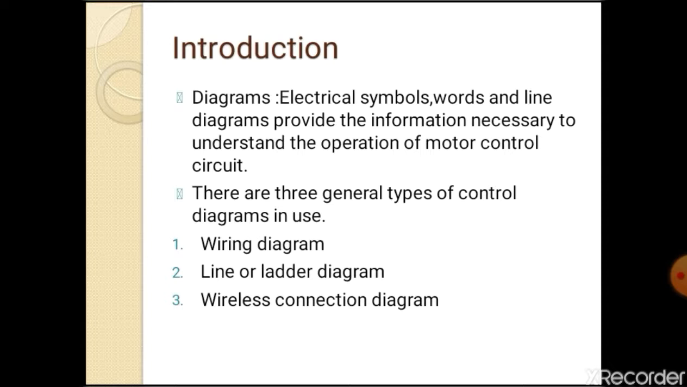And now we'll study what is meant by line diagram or ladder diagram. This is the easiest diagram to understand the control circuit electrically. In this circuit diagram, only the elements and connections essential for understanding the principle of operation of the given equipment or its parts are shown. Now we'll know what is meant by wireless connection diagram.